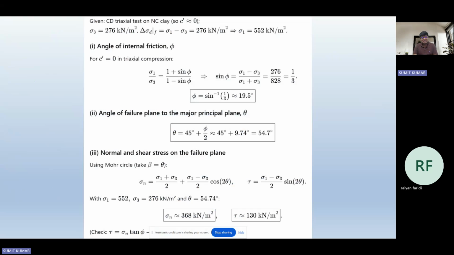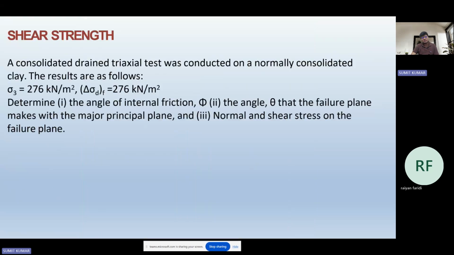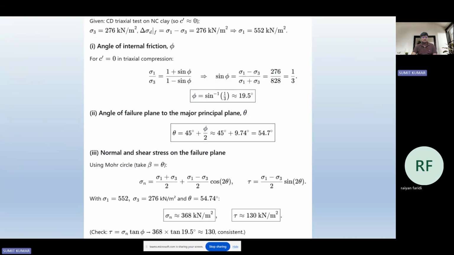While verifying tau equal to c plus sigma n tan phi, you can see that the c value is 0, but when we do sigma n tan phi, its value comes out to be 130, which is exactly equal to the tau value. Hence the verification is also made for the respective problem. I think there will be no doubt regarding this problem in anyone's mind. Now we can move ahead with the next problem.